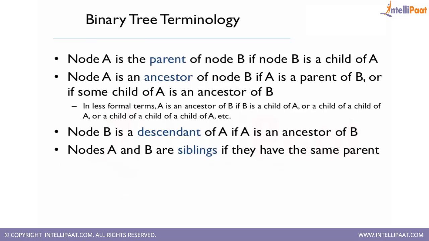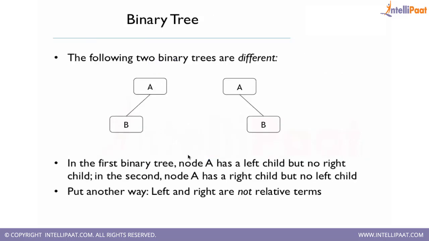So, binary tree terminologies. Node A is the parent of node B if node B is the child of node A. So what is meant by parent and child? In this case, node B is the child of node A. That means in the hierarchy, node A comes first and node B comes after A. So A is the parent of B and B is the child of A.